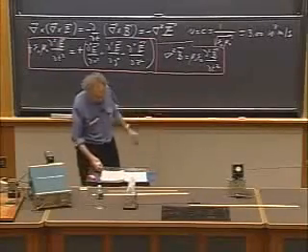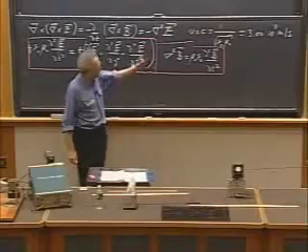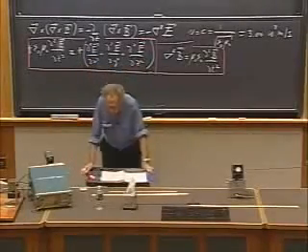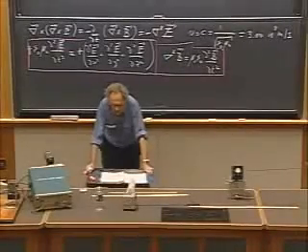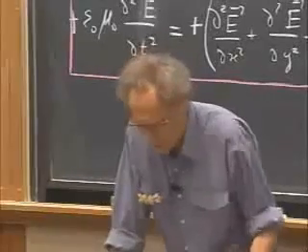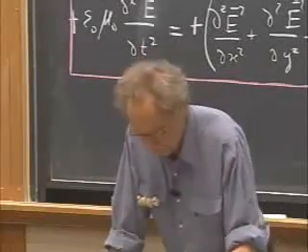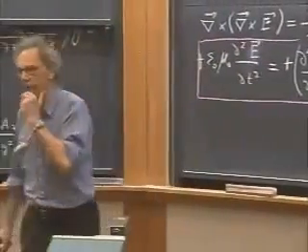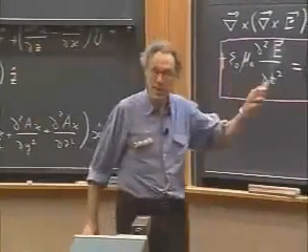Mu 0 is called the permeability of free space. You can look up what it is. It's 4 pi times 10 to the minus 7. And epsilon 0 is called the permittivity of free space, 8.8 times 10 to the minus 12. Maxwell knew the speed of light. It was known way before Maxwell.